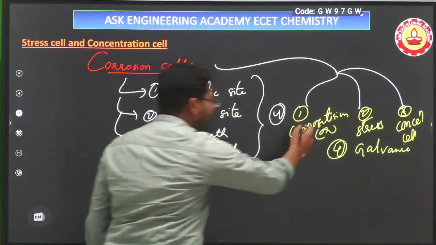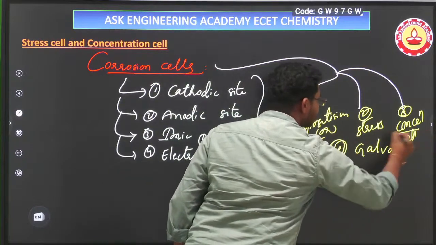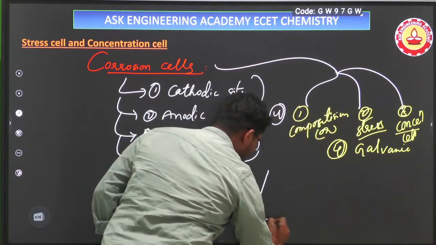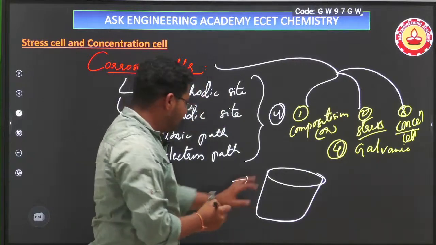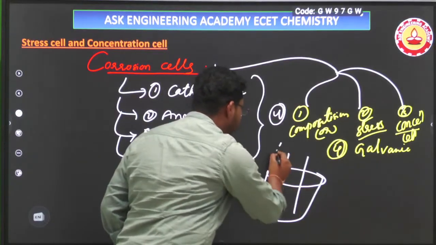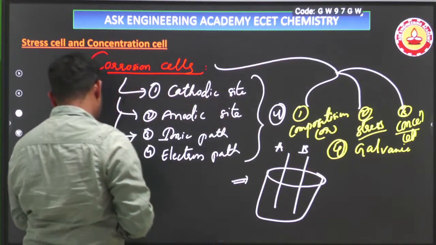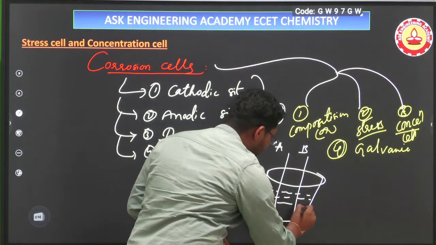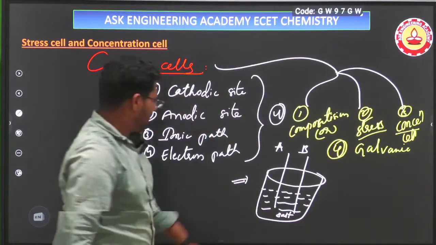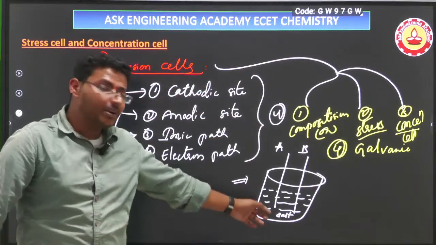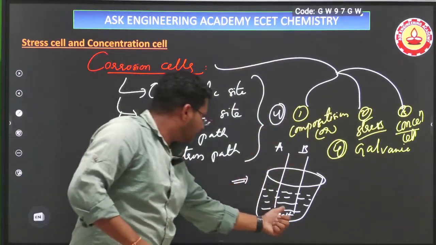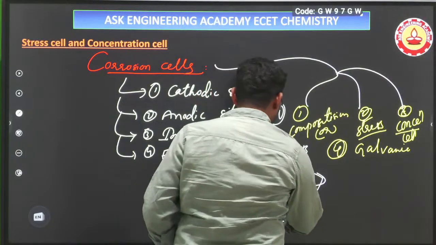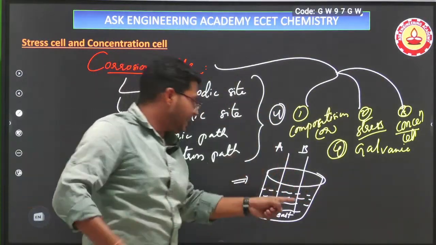Generally, in both concentration cells and stress cells, this usually happens. For example, there is a chamber, a beaker-like structure. In this, two types of metals are taken. This is A metal and B metal. In this beaker, an electrolytic solution such as salt water is taken. This is a corrosion cell chamber in which two different metals are dipped in a solution containing salt, NaCl. So these two metals are in contact in this solution.